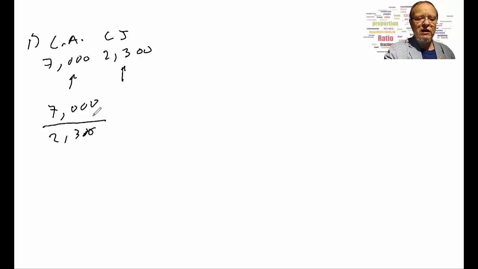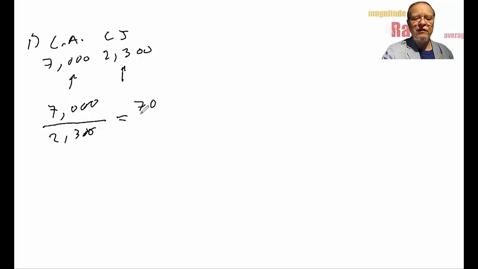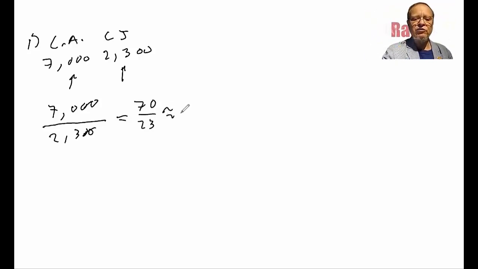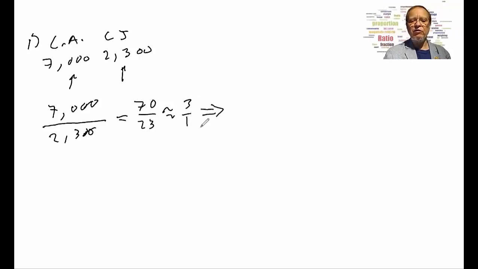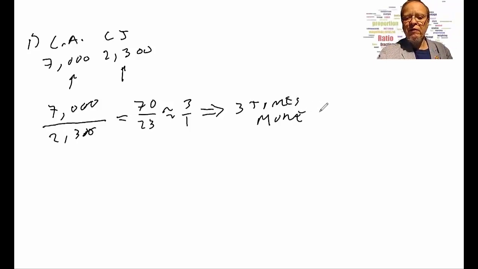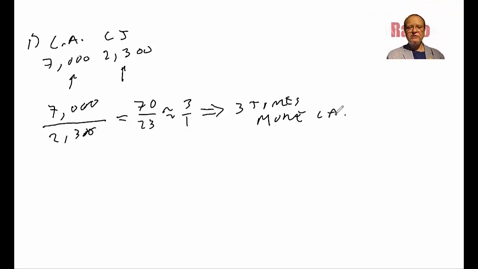And we'll just cross out the 2 zeros that are the same on the top as the bottom, and that will give us 70 over 23. And it turns out that 23 goes into 70 about 3 times. So this means that there are 3 times more liberal arts majors as there are criminal justice majors.